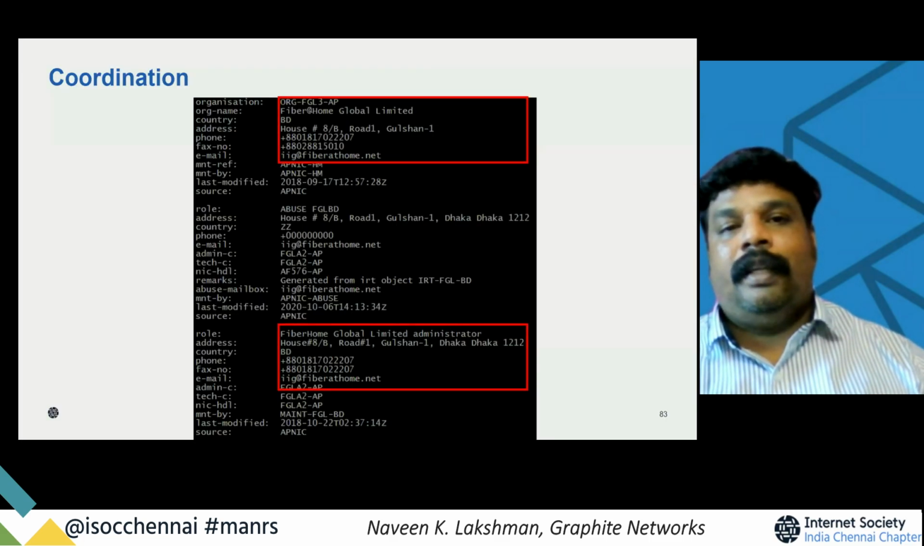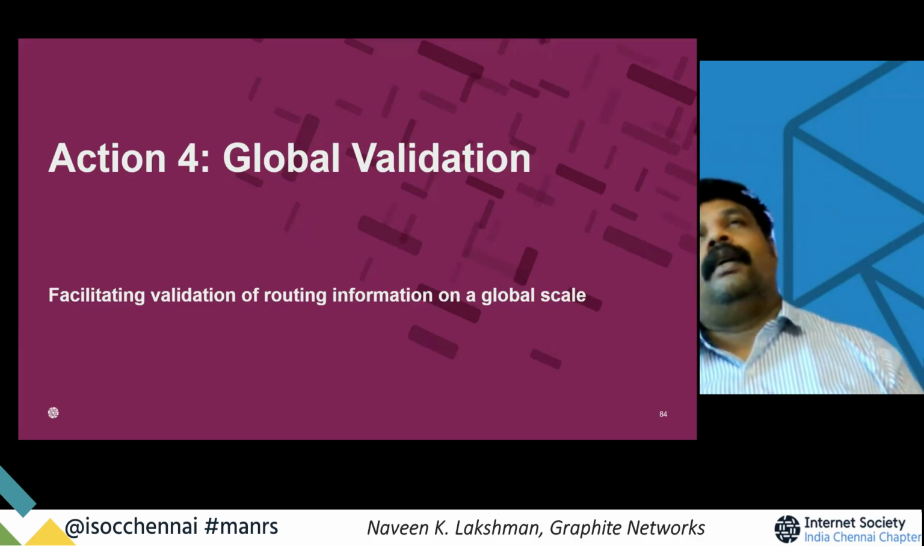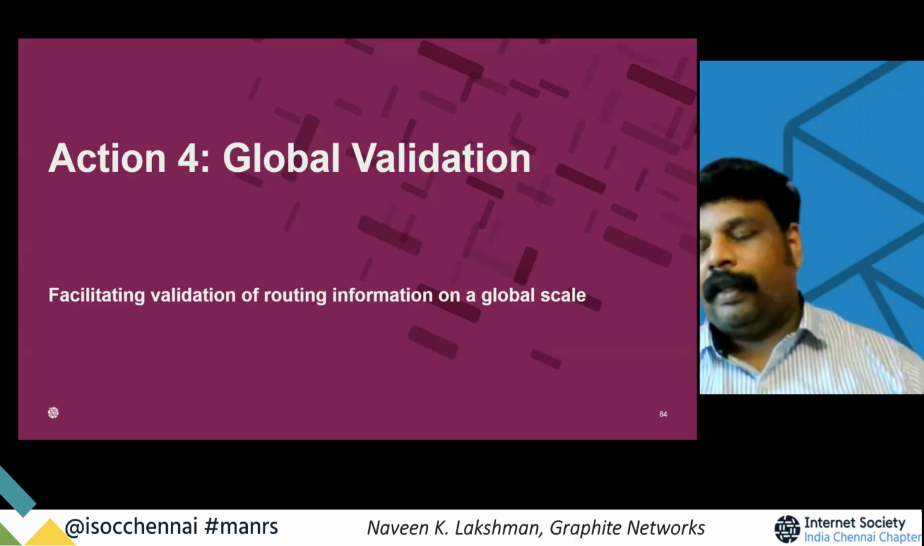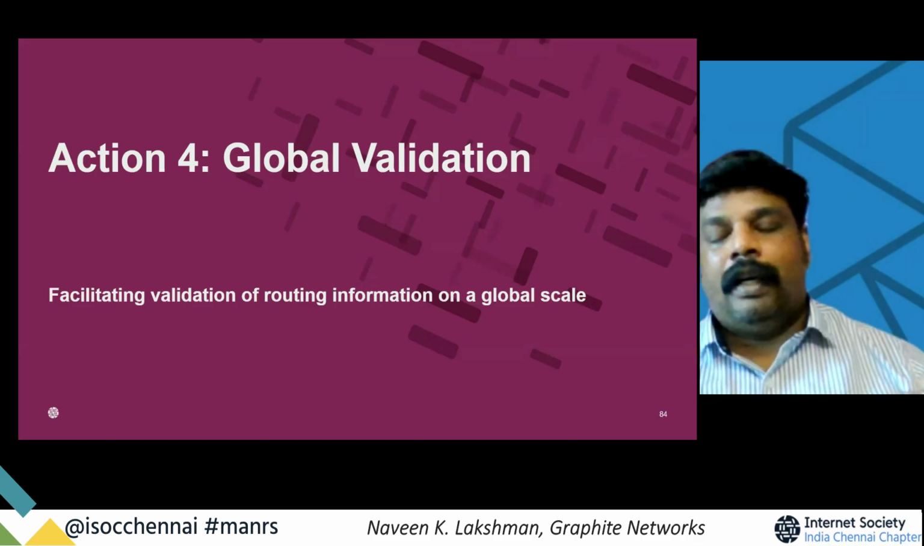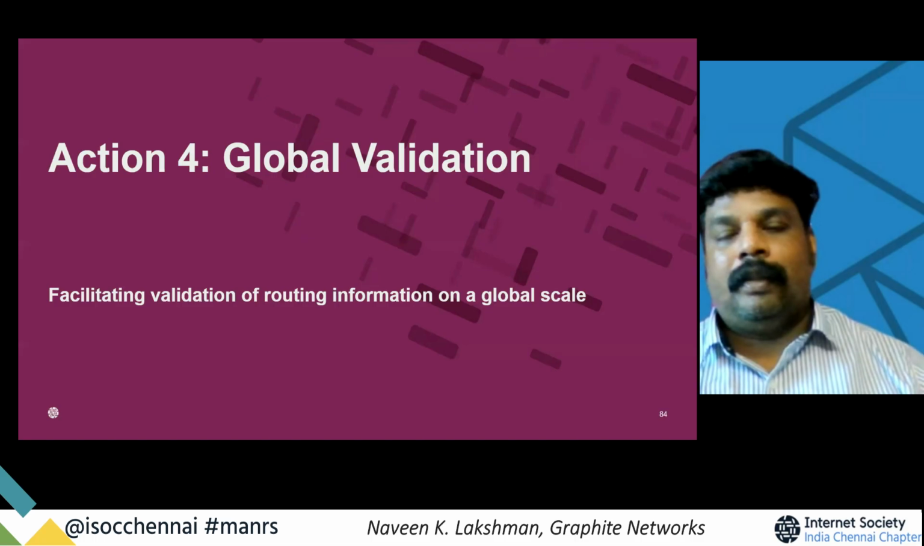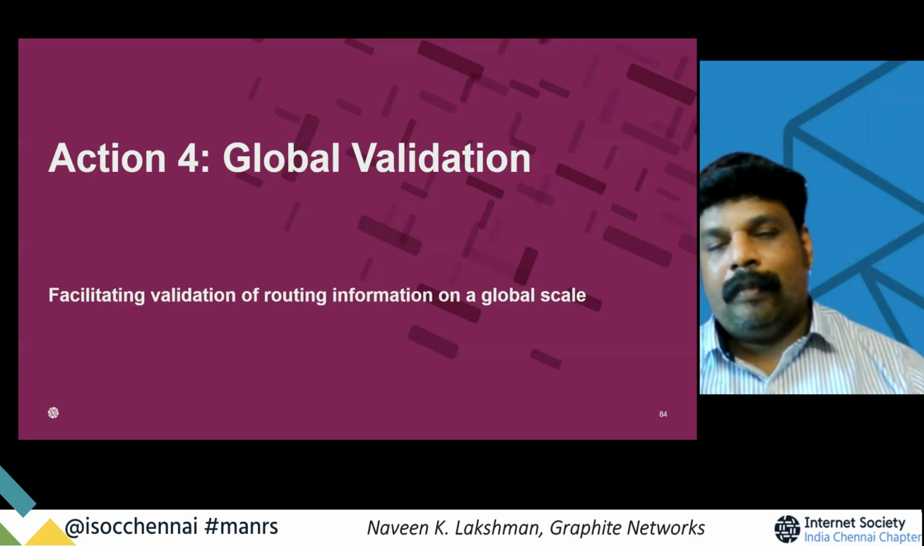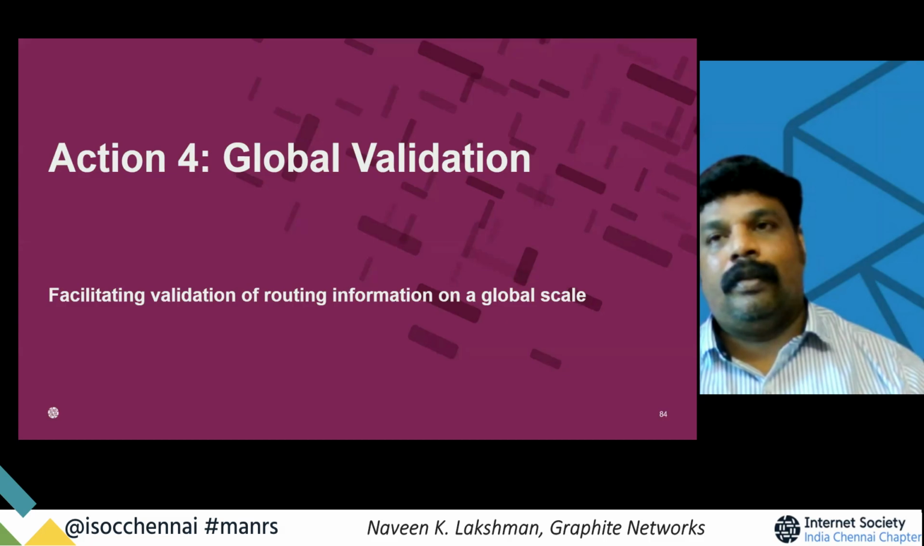So of the three actions, one is filtering. Filtering is your first line of defense, as I told you. Lots of stuff has been discussed on filtering. Then we had some discussion about anti-spoofing. Then we had some updates on coordination.